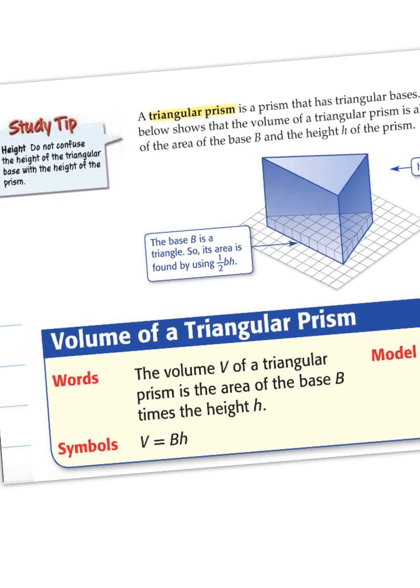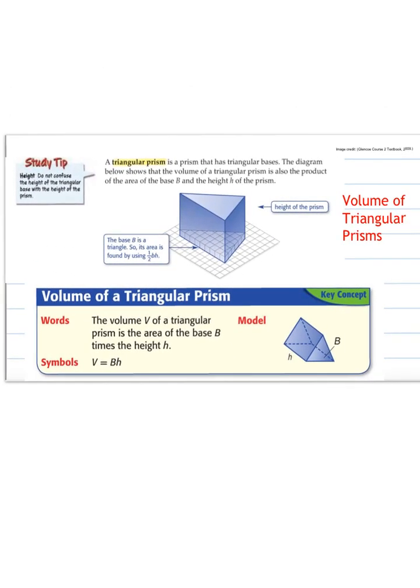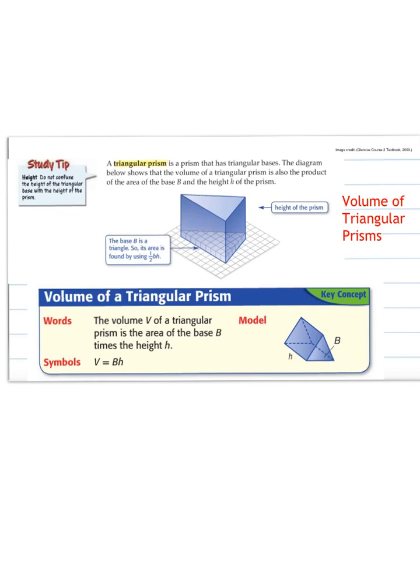So what that's saying is our triangles, these triangle bases here, have a height, but the prism, the distance from one triangle to the other, that's the height that we're looking for to find the volume, okay? So you find the area of your triangle.